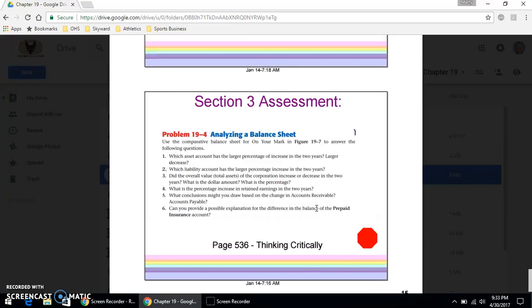All right, let's take a look at section 3 and summarize what we talked about, analyzing a balance sheet. In problem 19.4, we will be working on this together in class somewhat. Otherwise, it might be an independent practice problem, which you'll be working on your own. In 19.4, you are going to use the comparative balance sheet on your mark in figure 19.7 to answer these questions. So take a look at that balance sheet and see if you can analyze the data correctly and answer those 6 questions. Go ahead and give that a try. Otherwise, this is a problem that we will be working on in class one of the next few days that we meet.